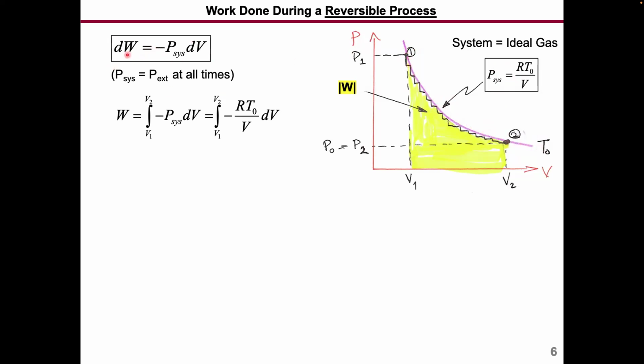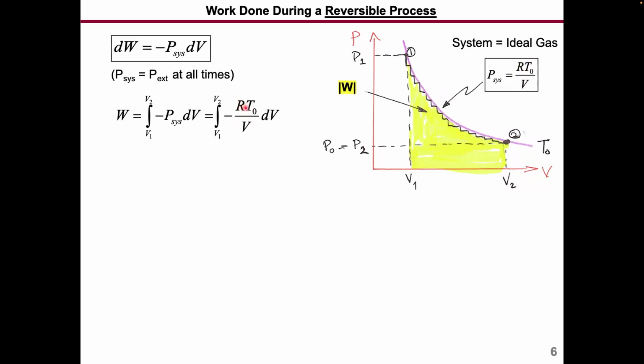So dW is going to be equal to minus P system dV for a reversible process. This equation only works for a reversible process because P external is equal to P system at all times. So you plug in and integrate this equation. W is going from V1 to V2 of minus P system dV, and the system pressure is again equal to RT0 divided by V, so you plug in P system equals RT0 divided by V.